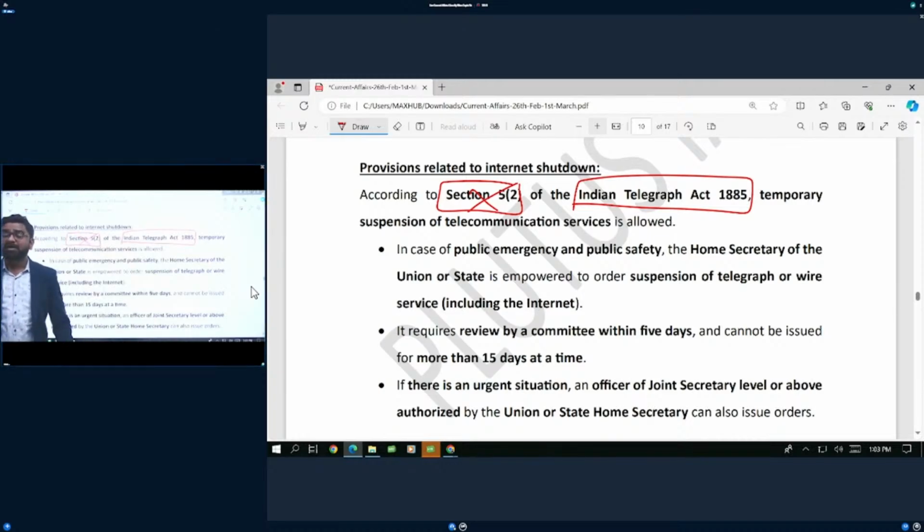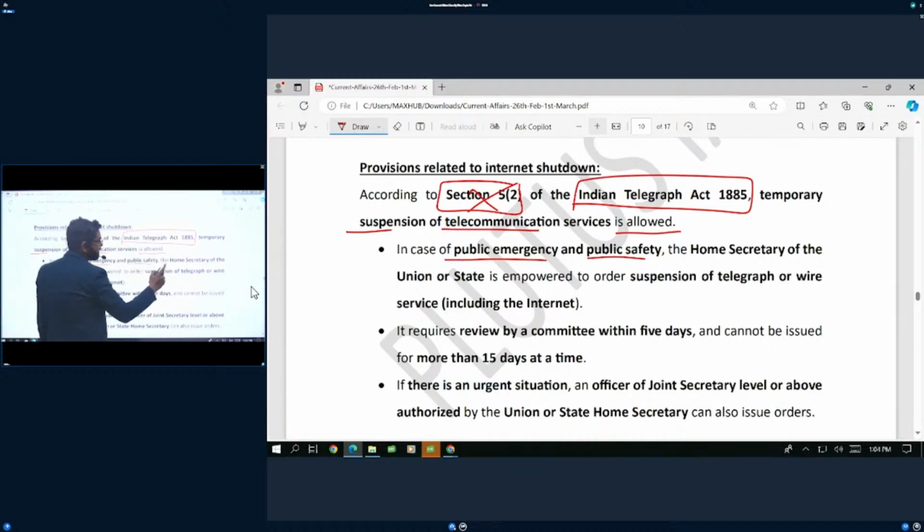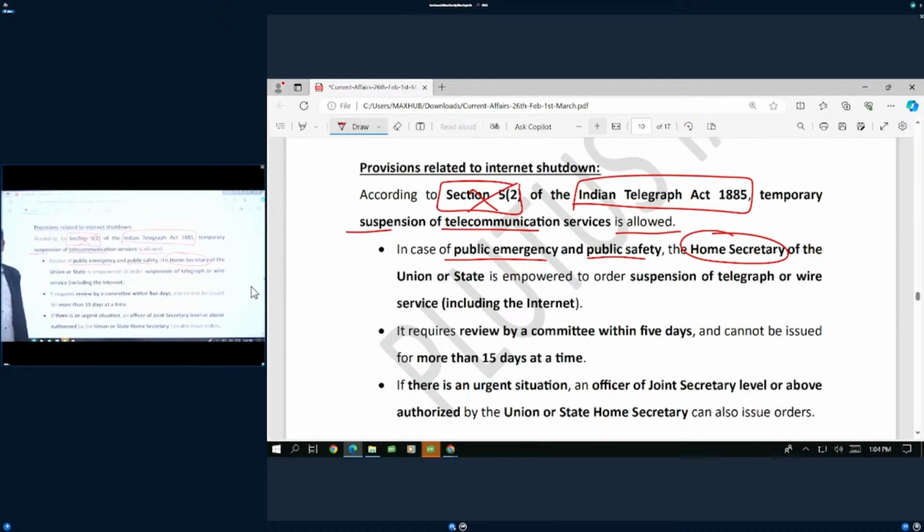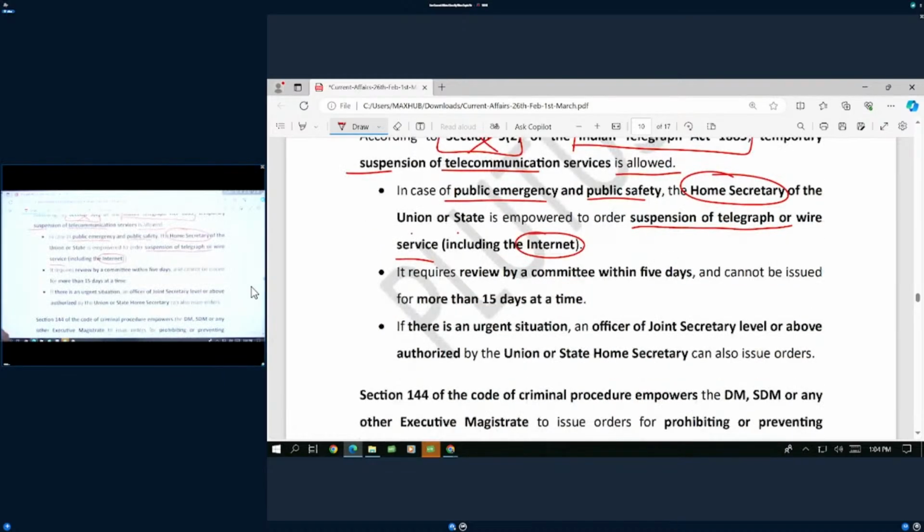Just remember, under the Indian Telegraph Act, temporary suspension of telecom services is allowed in case of any public emergency or public safety. The home secretary of the union and the state can issue an order for suspension of telegraph or wire services which include internet, and this ban cannot be more than 15 days at one time. So only the home secretary of the union and the state can pass an order banning internet under the Telegraph Act, but only for 15 days at one time.